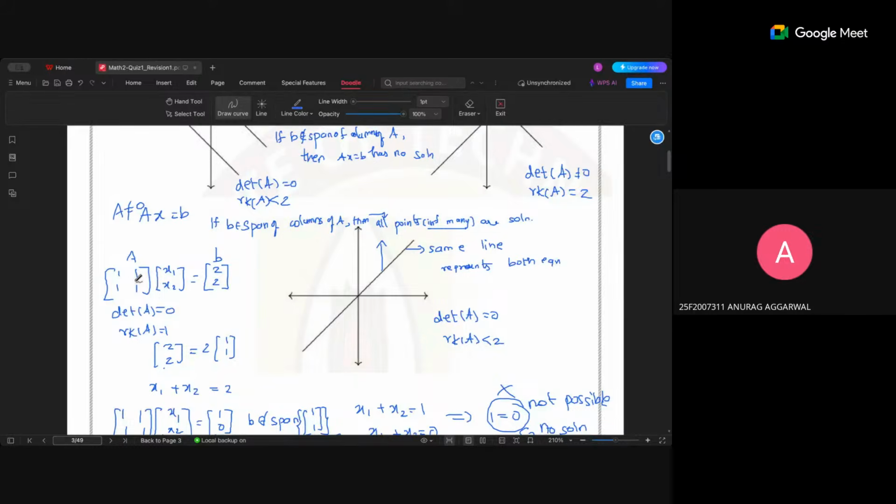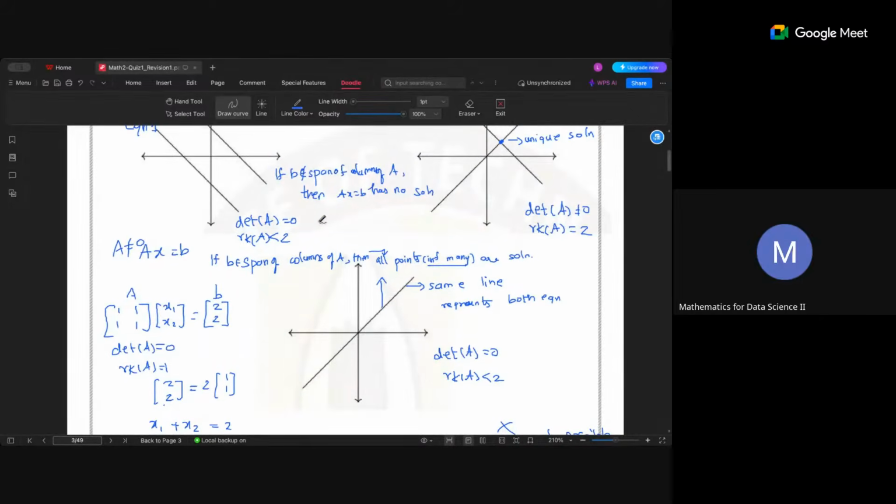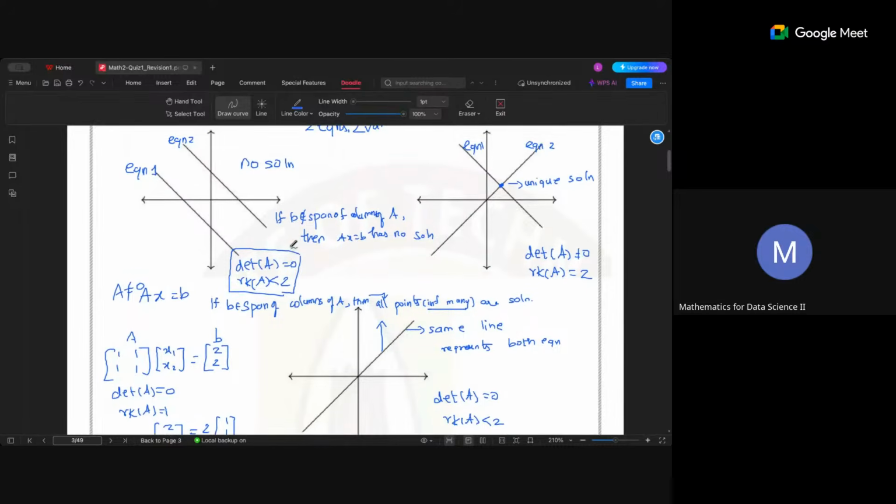Ma'am, how can we visualize this no solution, infinite solution, unique solution in terms of ranks? See, that's what I said. Only with rank, only with this condition, you cannot say whether you have infinitely many or no solution. The only thing you can say is that it cannot have a unique solution. When the rank is strictly less than 2 or the determinant is 0, you cannot have a unique solution. But whether it has no solution or infinitely many solutions depends on B.